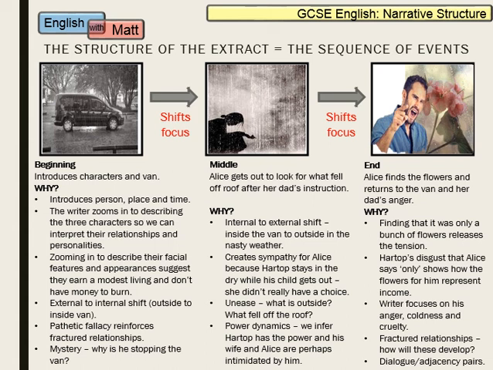The writer focuses on the anger, coldness, and cruelty maybe of Hartop. Again, we understand the fractured relationships from that dialogue and those adjacency pairs. So the resolution of this extract, there is this kind of sense of equilibrium here, that things go back to how they used to be after the mystery of what fell off the roof has been solved. So if we're going to storyboard this extract, that is what we might end up drawing, and that is the sequence of events, and that is the structure of the extract.